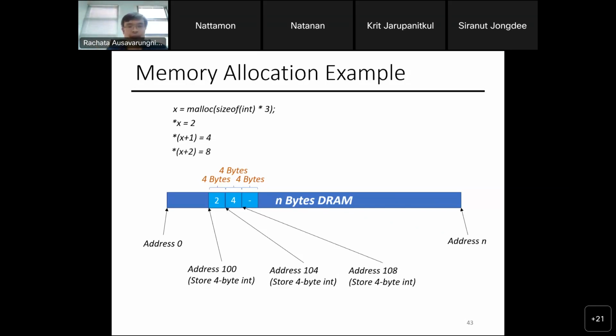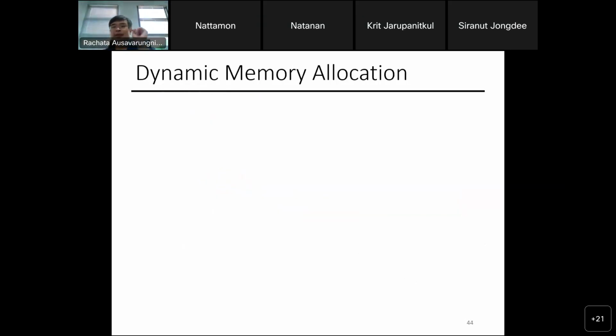And then if I do *(x + 2) = 8, the number 8 will be put at address 108, which is the next box. So this is how allocation works, and how you deal with the pointer after you allocate. Now you can create as much space as you want through the command called malloc. And this is nice because you can do it dynamically, while you're running the program.